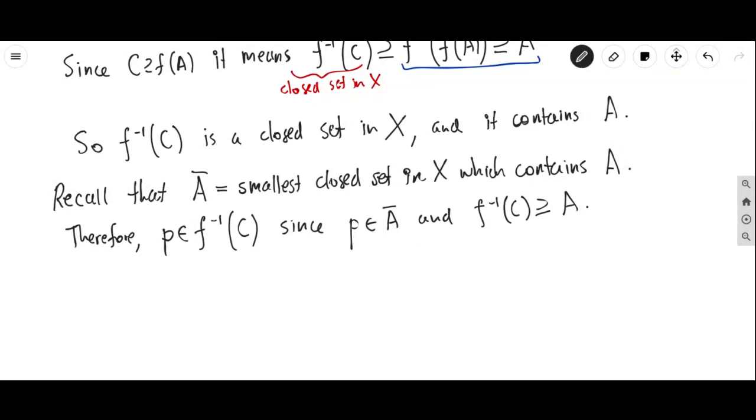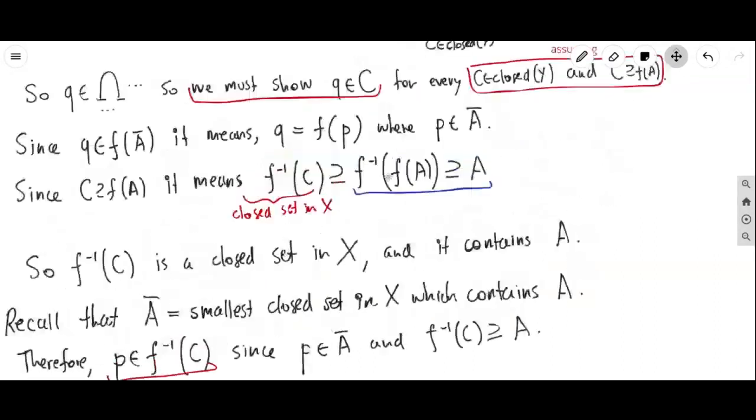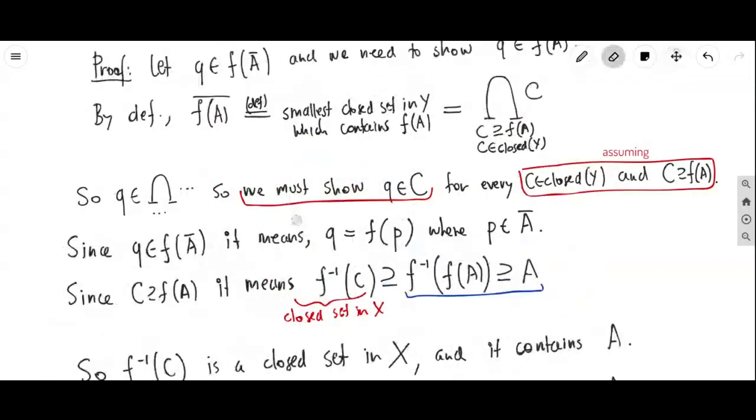And finally, that would mean that f of P is in C, right? We're just rewriting this condition. If P is in f inverse of C, it means f of P is in C. And what is f of P? Well, that's just Q. So Q is in C. Is that what we wanted to show? Yes. We must show Q is in C. So this is the way the proof goes.